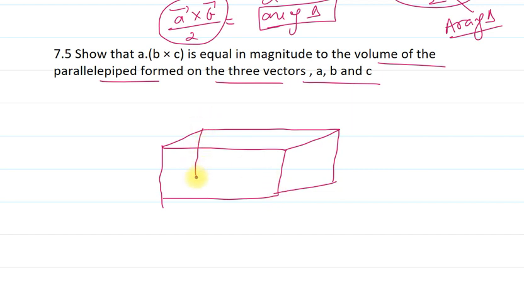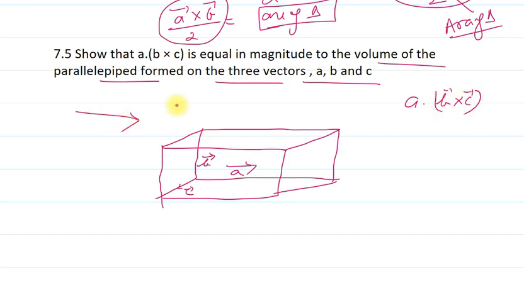So the sides of the parallelepiped are represented by the vectors A, B, C. Let's suppose this is our A vector, this is our B vector, and this is our C vector, like x, y, z directions. So we have to prove that A dot B cross C is equal to the volume of that parallelepiped. हमें इसको वॉल्यूम के बराबर प्रूव करना है स्टूडेंट्स.